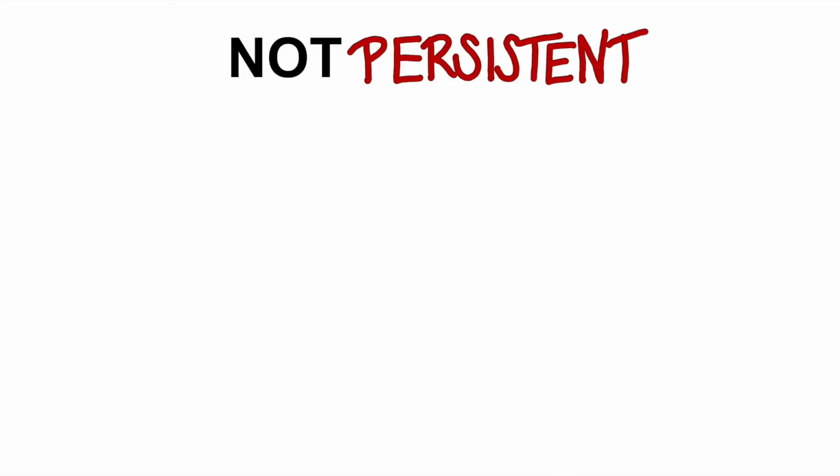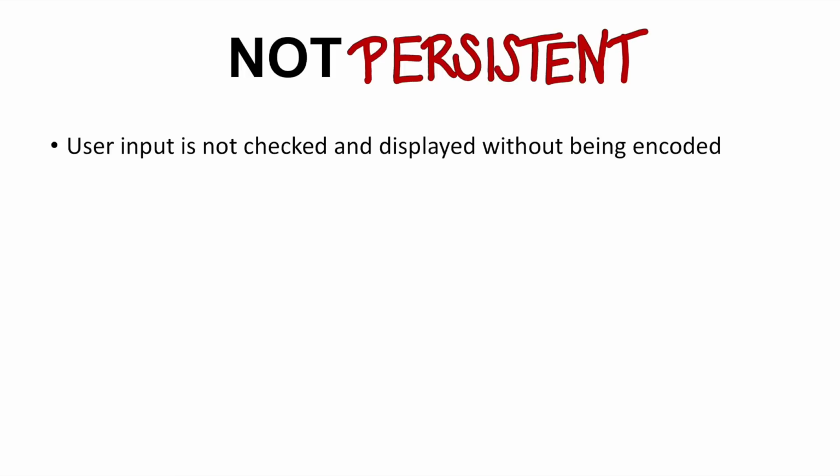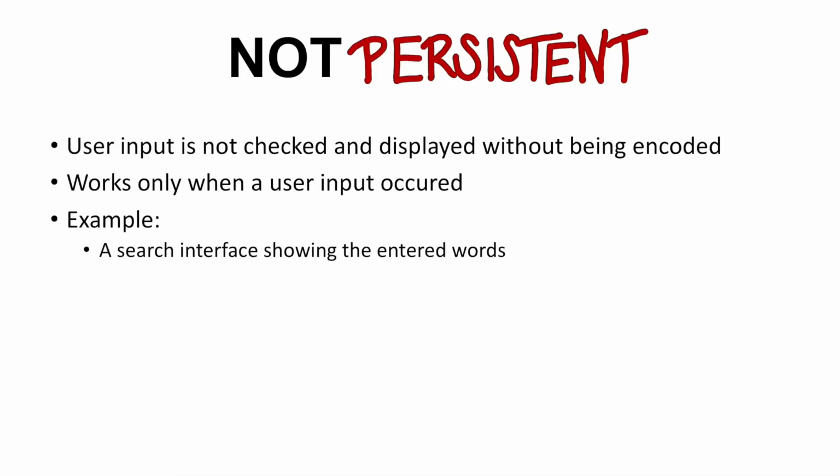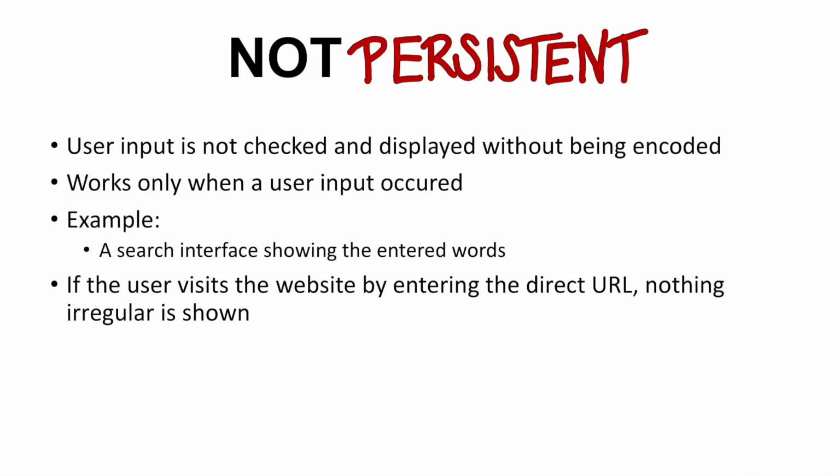A non-persistent attack can occur when unchecked user input is displayed without being encoded. This attack works only when an action was triggered by the user, like sending form data or calling a URL with parameters. The best example is a search engine which displays the input on the next site without checking or masking it. If a user enters the web address directly without parameters, he won't be exploited by a non-persistent attack.